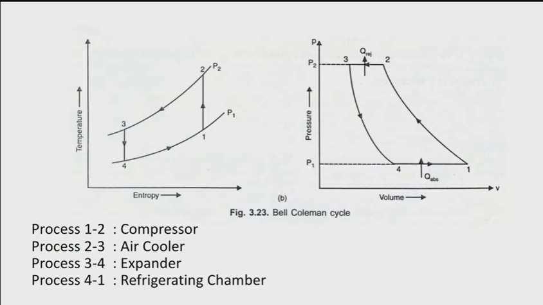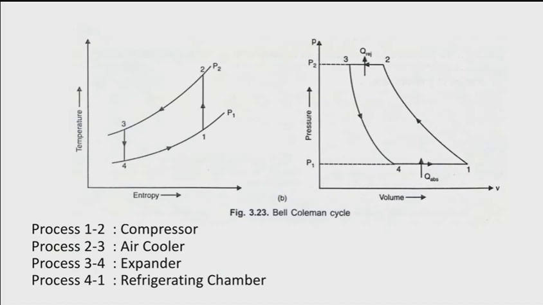Here you can see that a temperature-entropy diagram and a pressure-volume diagram are given. On the left side you can see the temperature-entropy diagram with the different stages of pressure, and on the right side there is the pressure-volume diagram. Here we are using the specific volume, and we can explain each process. Process 1 to 2 is in the compressor, process 2 to 3 is in the air cooler, 3 to 4 is in the expander, and 4 to 1 is the refrigerating chamber.